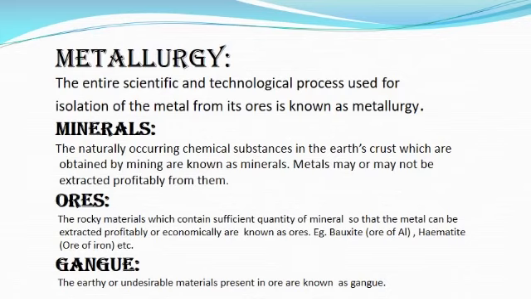Extraction of ores from the earth's crust involves mining. In the mining stage, ores may be contaminated with earthy or undesirable materials known as gangue or impurities. After removing impurities, ores become pure.